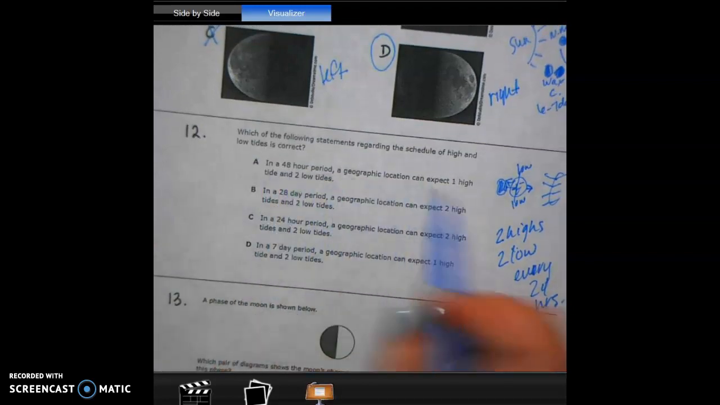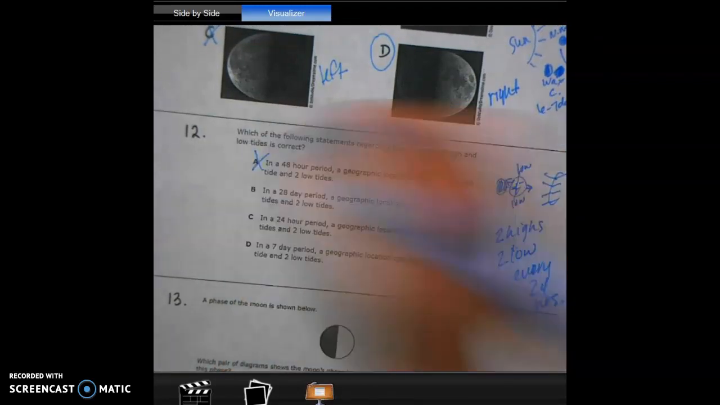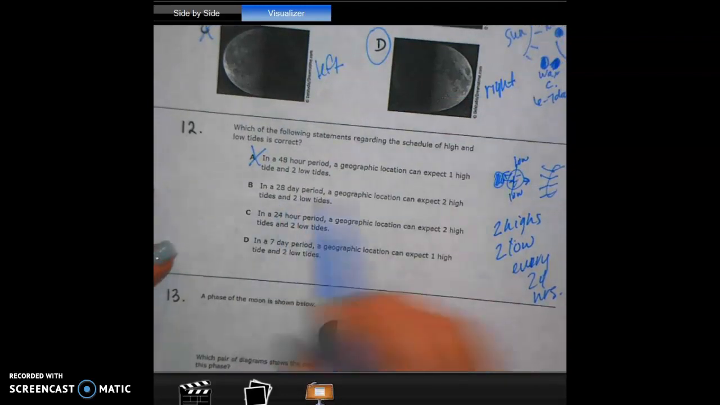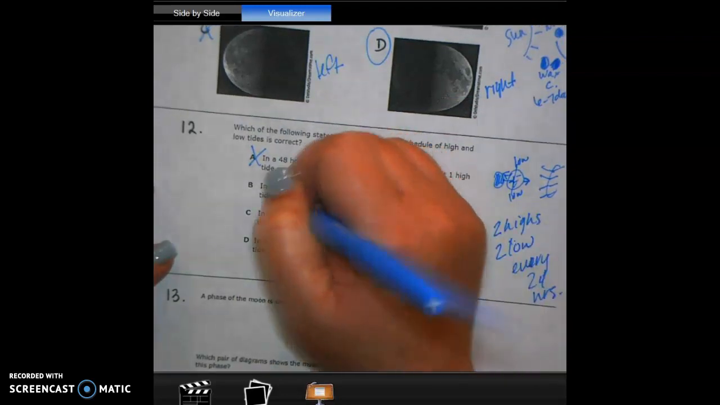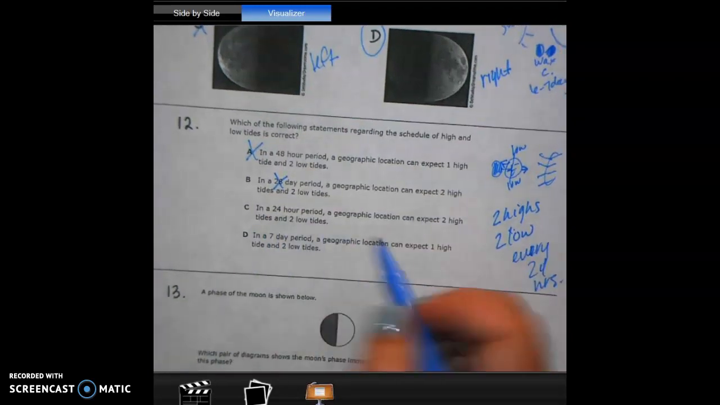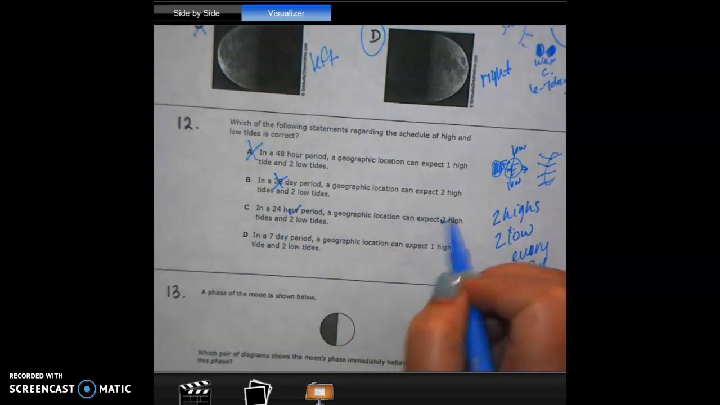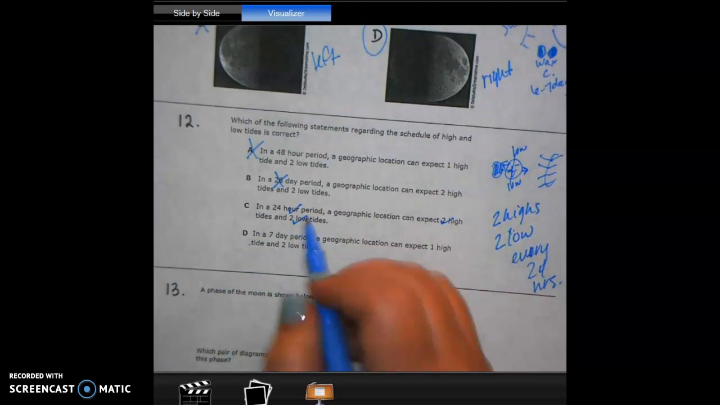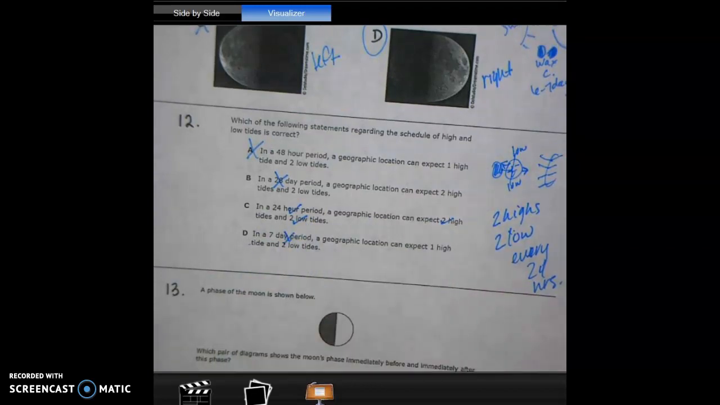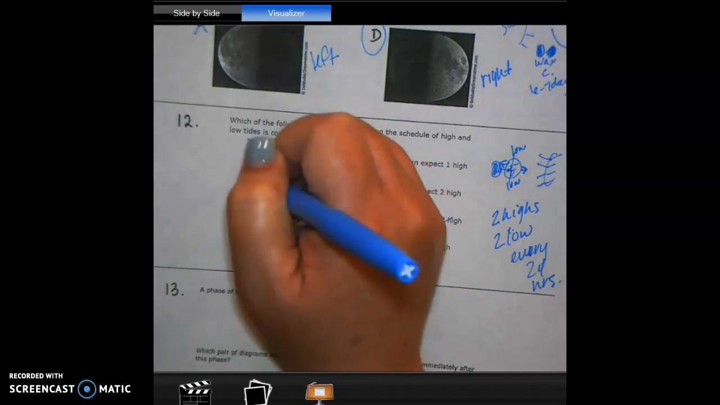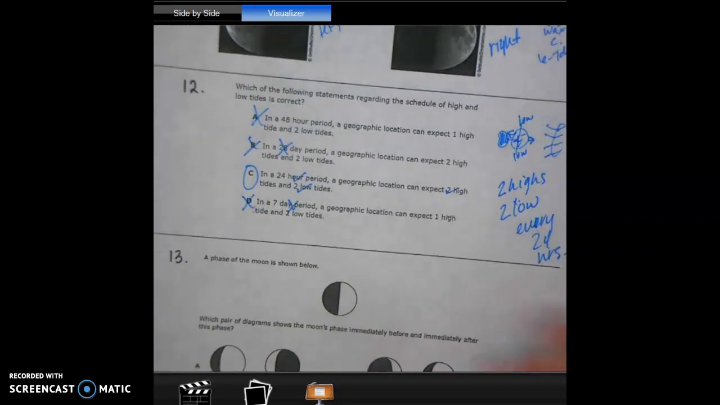So we have 2 highs and 2 lows every 24 hours. In a 48-hour period, we have 1 high and 2 lows. No, in a 48-hour period, we'd actually have 4 highs and 4 lows. In a 28-day period, no, that would be a whole bunch of highs and a whole bunch of lows, not just 2 and 2. In a 24-hour period, we have 2 highs and 2 lows. That looks good. And then in a 7-day period, no, in a 7-day period, you'd actually have 14 highs and 14 lows, not 1 high and 1 low. So the only good answer is C.